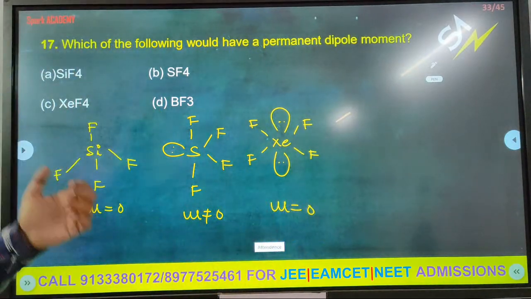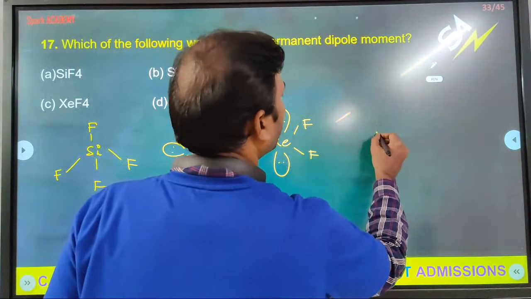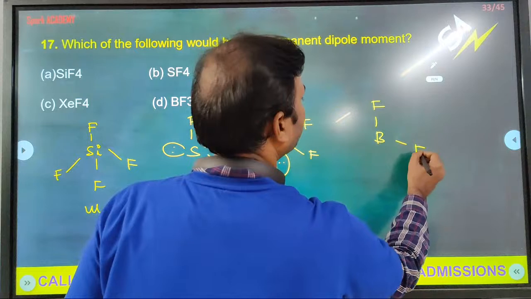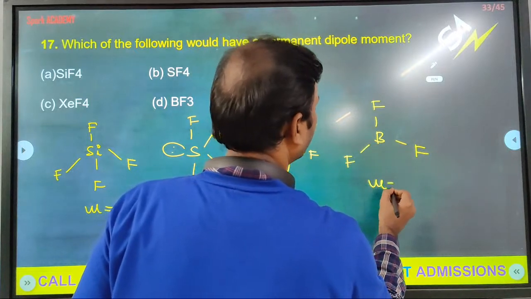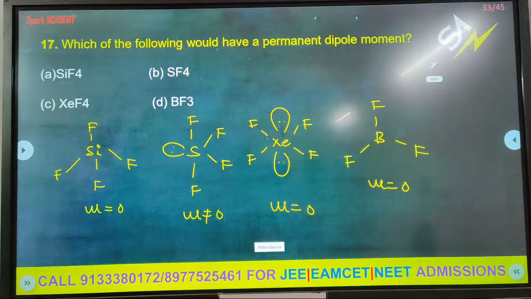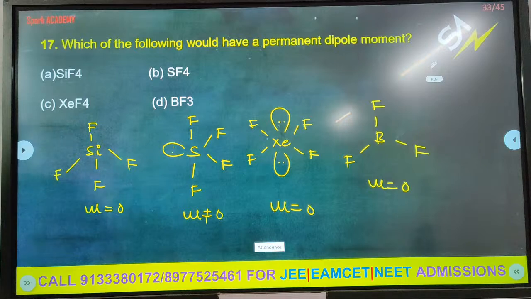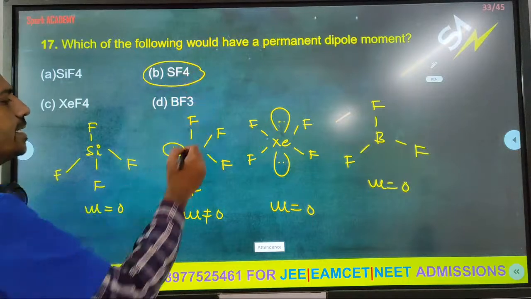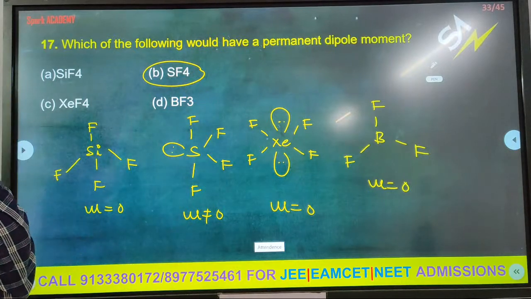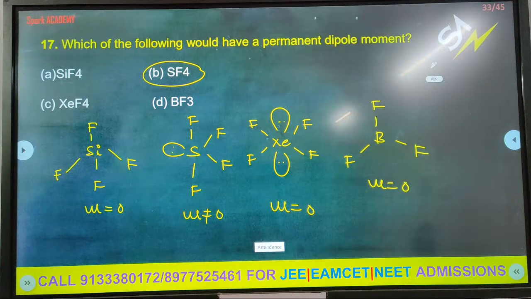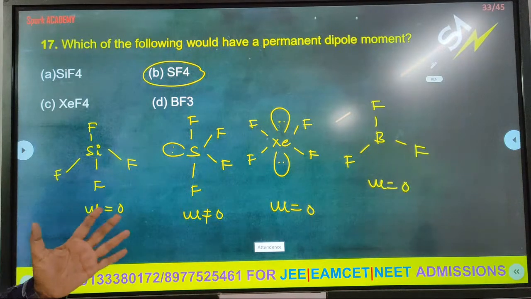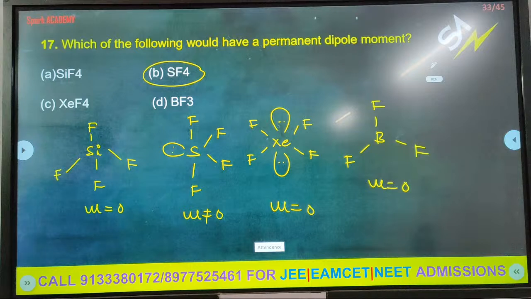So BF3 also has mu equal to 0, because we already learned BF3 has a plane of symmetry, so mu is equal to 0. Then see which molecule contains a permanent dipole moment. Question number 17. SF4 is a non-symmetrical, unsymmetrical molecule, so its mu is not equal to 0. It has a dipole moment, and that dipole moment is permanent. So question number 17, the answer is B.